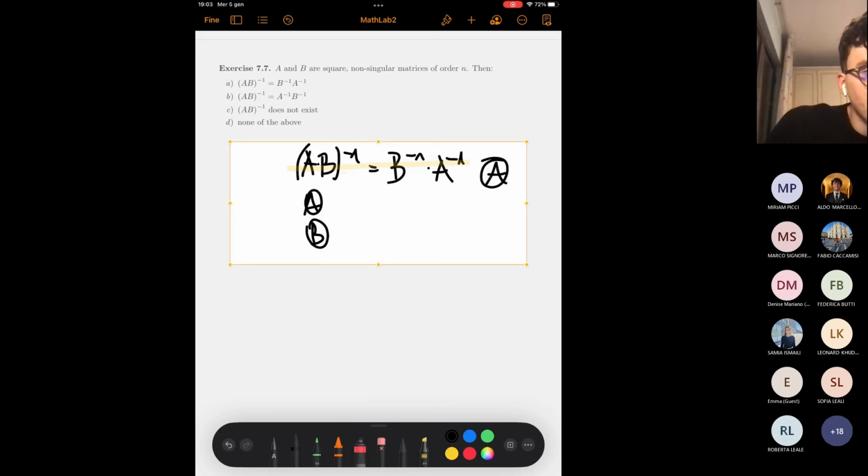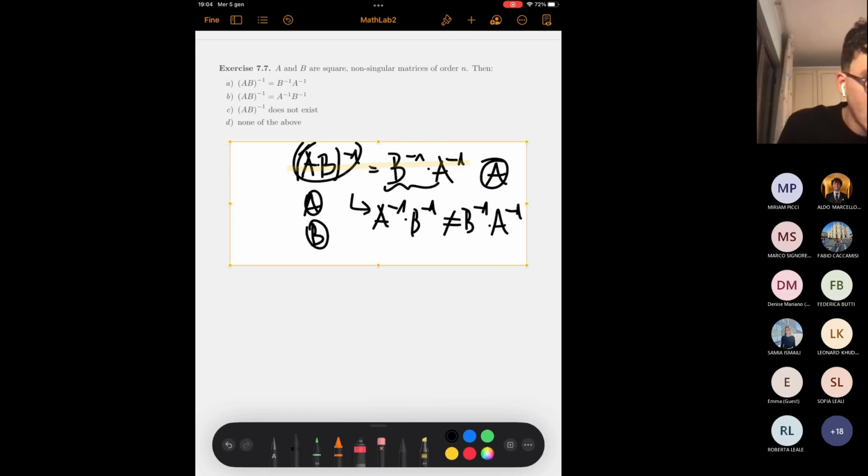But what else can we say? Analyzing the other options, we will see that the thing we have to calculate is always this, okay? And it does not exist, not at all, because of course we know that it exists since we have studied it. But the second one cannot be the right option, because we know that the order matters: A to the power of -1 times B to the power of -1 is not equal to B to the power of -1 times A to the power of -1.